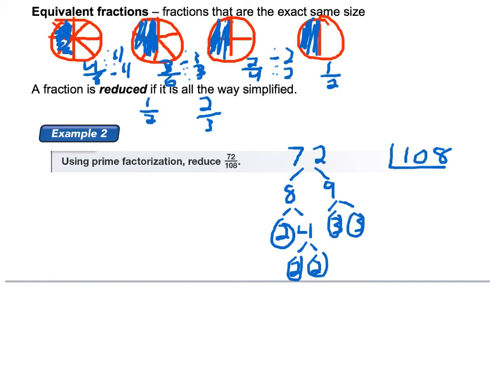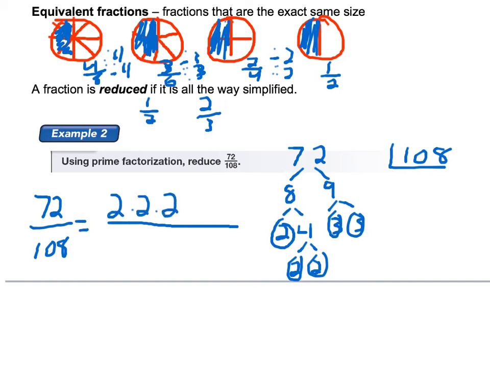Okay? So, to reduce this fraction, 72 over 108, I'm going to list out all of the prime factors of 72 on top first. So I've got 2 times 2 times 2 times 3 times 3. And we should remember what form this is called. I'm writing in expanded form. Okay? So make sure you write out in expanded form. Well, let's do 108 by downward division or division of primes.